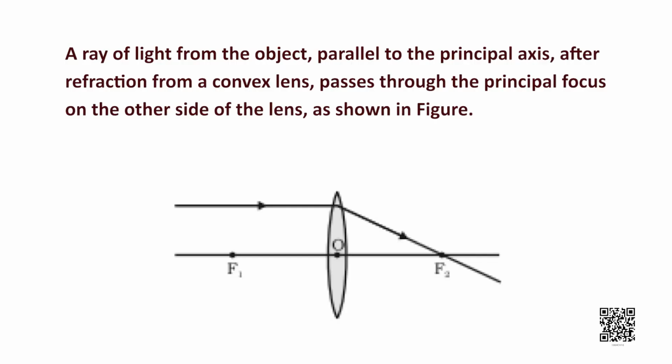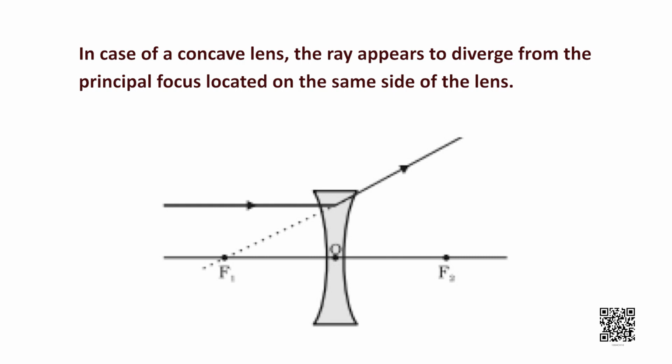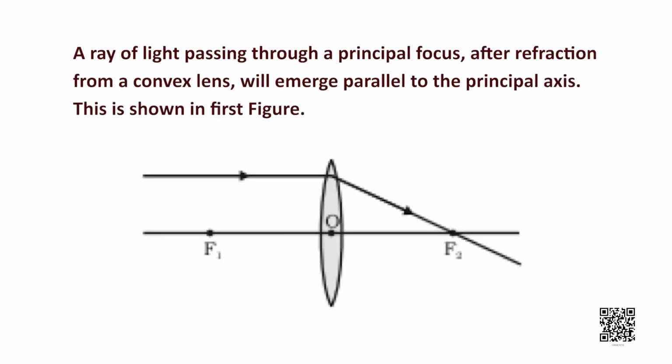Let us now discuss the special rays used for making ray diagrams. A ray of light from the object parallel to the principal axis, after refraction from a convex lens, passes through the principal focus on the other side of the lens as shown in the figure. In case of a concave lens, the rays appear to diverge from the principal focus located on the same side of the lens.